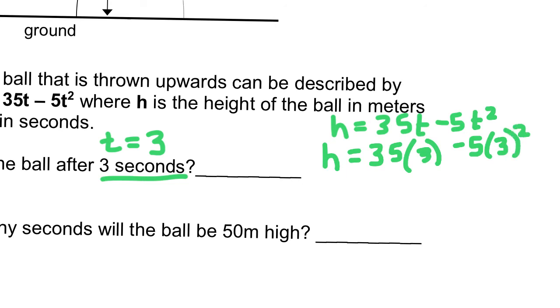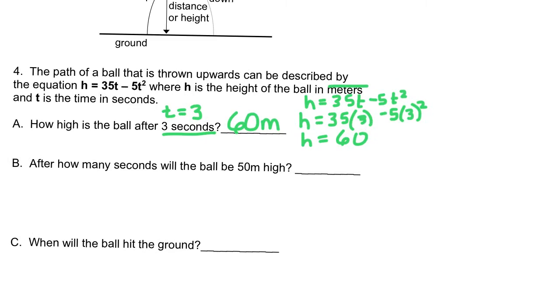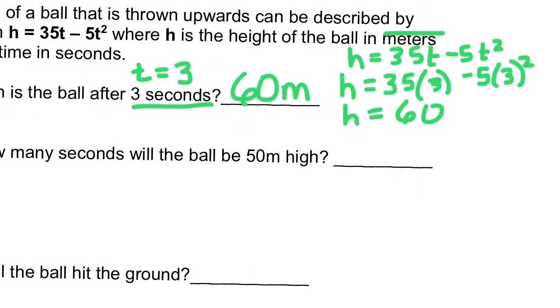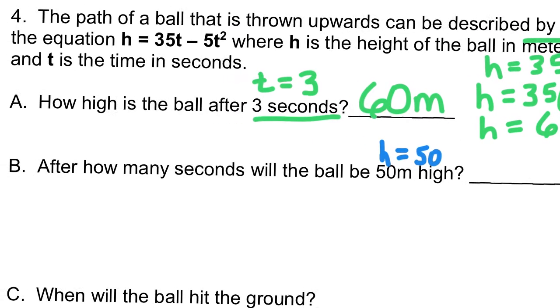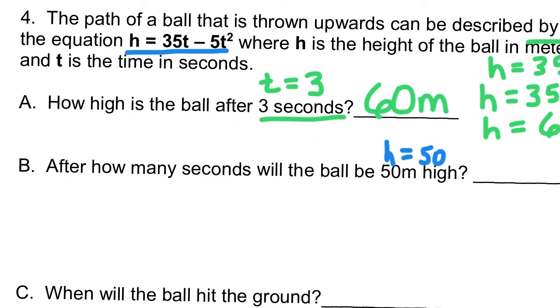Please show all the work of what you're putting into your calculator, and we find that the height is 60. And since we're talking about meters, our solution will be 60 meters. For part B, it says after how many seconds will the ball be 50 meters high? Well, that implies that the height is equal to 50. So let's substitute that into the given equation.